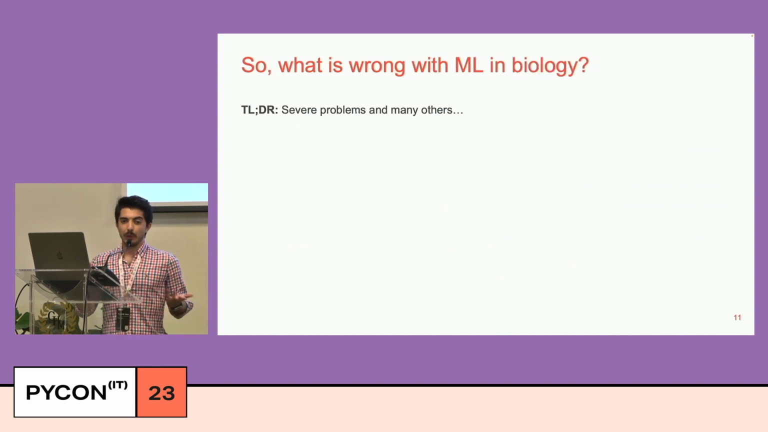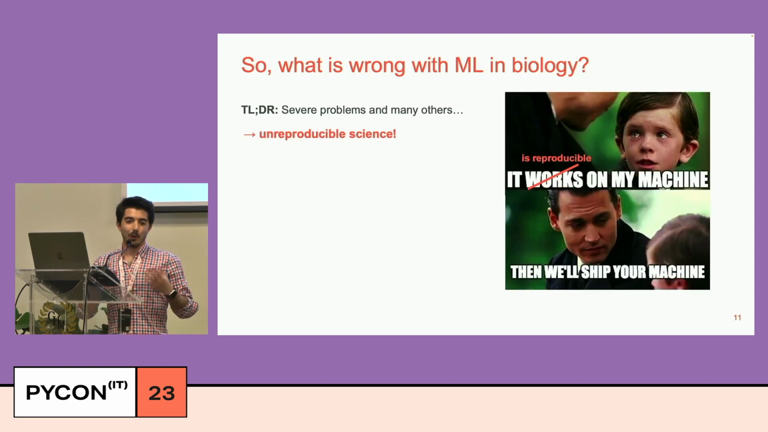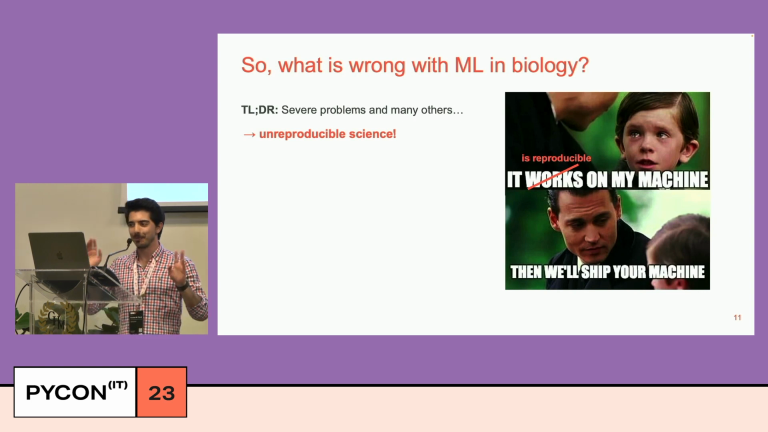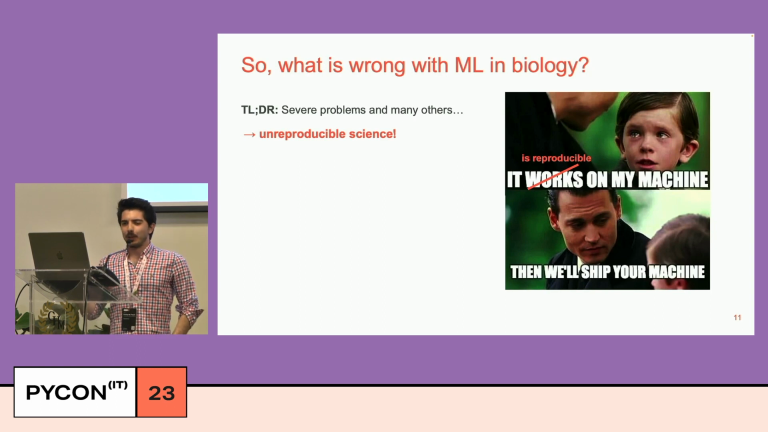So if you ask me what's wrong in machine learning in biology, there are a lot of problems, but I think the main problem is unreproducibility. I believe reproducibility is the key in science. Another point is it should be reproducible for all people, not only the authors. I think you are familiar with "it works on my machine". It's the same for researchers. They say, okay, it's reproducible on my machine, but we can't ship your machine, right?